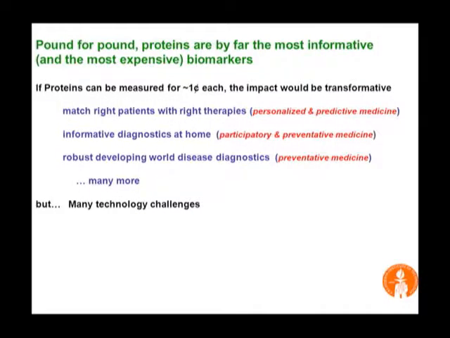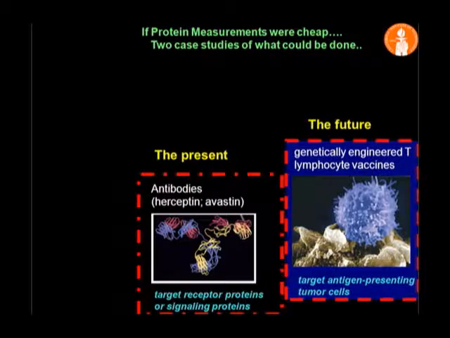But it has a huge amount of technology challenges. I want to give you a couple of examples of what can happen if you can make protein measurements cheap. We have actually done quite a bit to make them cheap, and it lets us at least do some of these exploratory examples. I'll talk about patients involved in this, and one class of drugs from the present: these antibodies, Avastin in particular, and this engineered immune system.